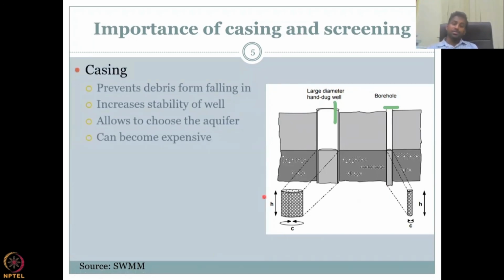Casing. The casing prevents debris from falling into the well. It increases the stability of the well, because slowly when these particles move, suppose your particles are moving slowly, one by one, then at one point there will be a landslide kind of effect where all this soil moves into the well. It is called collapse of the well. But in this case, since you are preventing the movement, you are making strong boundaries. So there is not even a small amount of soil movement. So that is where the stability is kept.